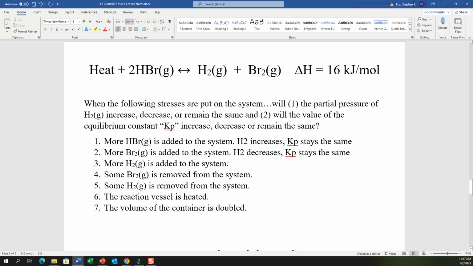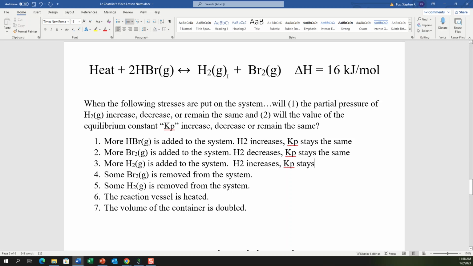H2 is added. Now this is tricky, okay? And I'll show you why. I add H2, that's going to cause a shift to the left, and that's going to consume some of the H2 and some of the Br2. But let's answer the question. When equilibrium is established, the partial pressure of H2 increases, even though it shifted away from H2. Some of the H2 is consumed, but we'll get to why. The partial pressure of H2 when equilibrium gets reestablished increases, and Kp stays the same.